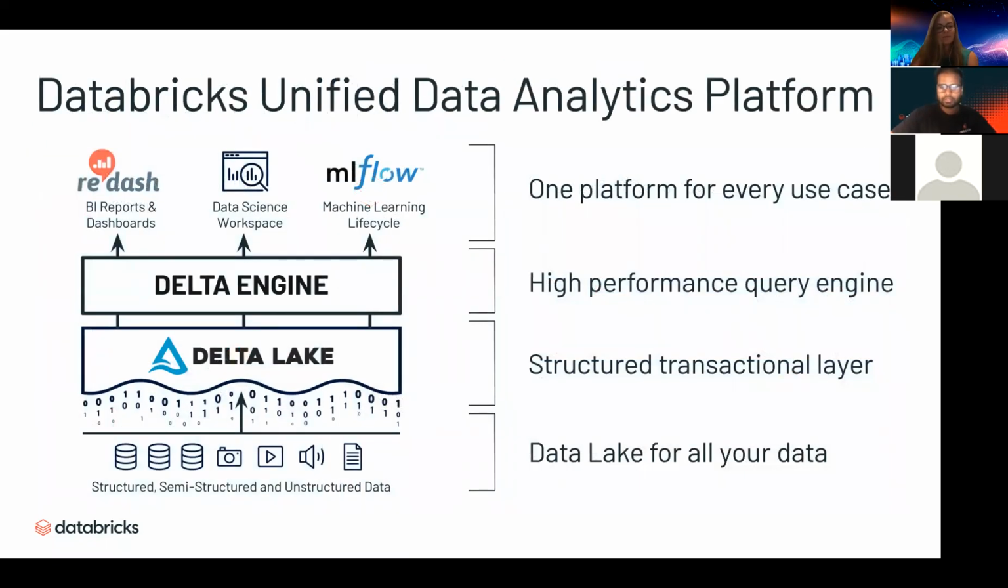So to summarize, what is this all about? You can bring all your data to your data lake, use the cheap cloud storage, which is scalable, and you pay less cost. Store all your data there, and have the structured transaction layer on top of the data stored in your data lake, which gives you ACID transactions, reliability, and performance. And then use Delta Engine, which is a high-performance query engine for your BI use cases. Use that to build your BI reports and dashboards, or use that for your data science use cases to build your machine learning models. So this is a true one platform for every use case here.